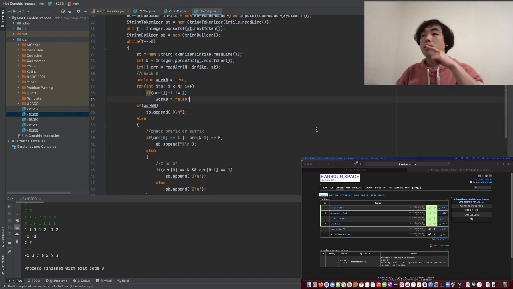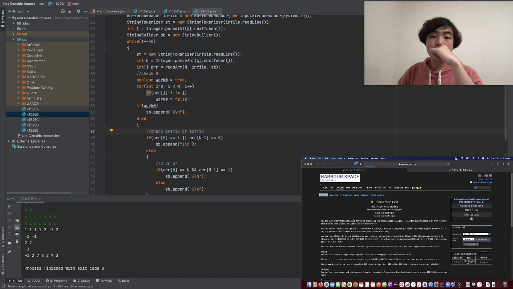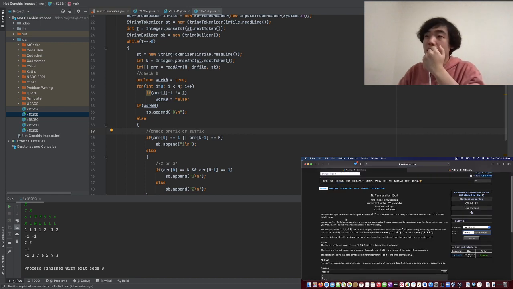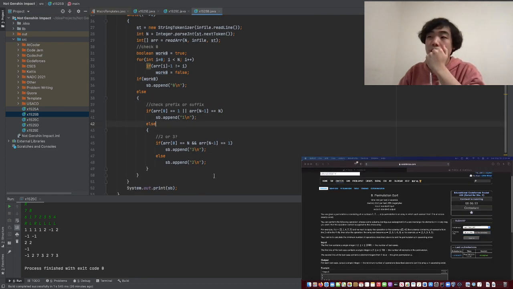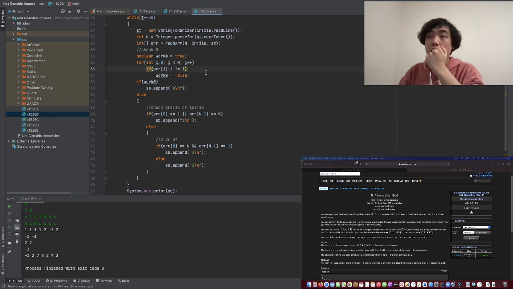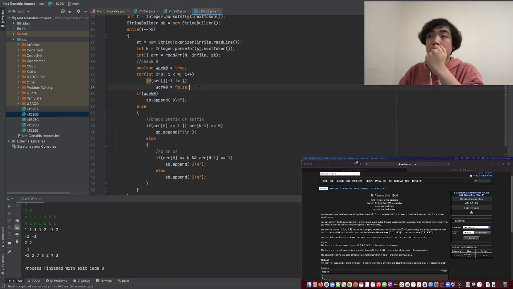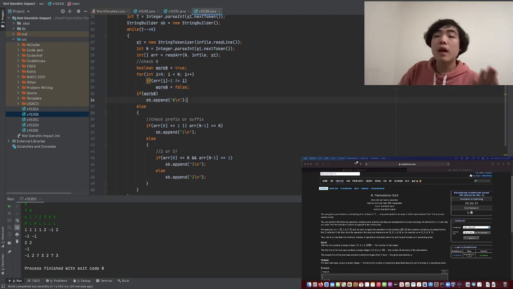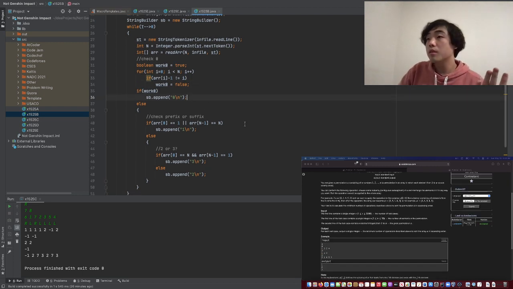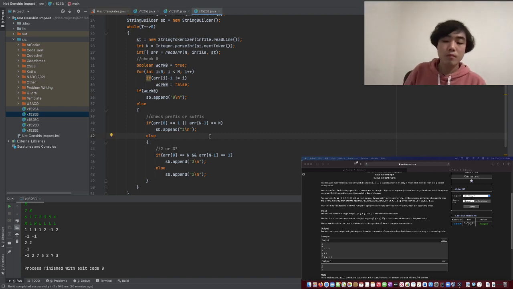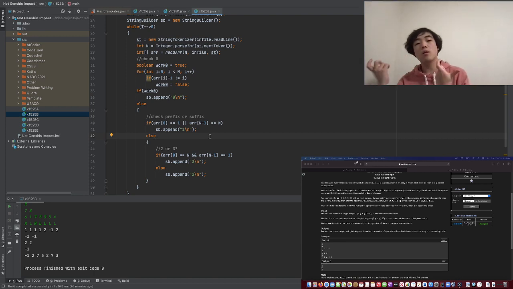What else? Okay, problem B. I want to look at this one, because this feels like a problem where it could have a lot of hacks. Let me make sure I work through all of these cases. If it's the identity permutation, obviously zero moves. Otherwise, if this value is equal to 1 or this value is equal to n, or generally if there's a prefix or a suffix that's already sorted, we can just treat it as its own thing.